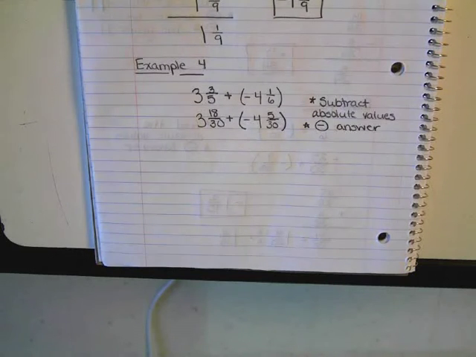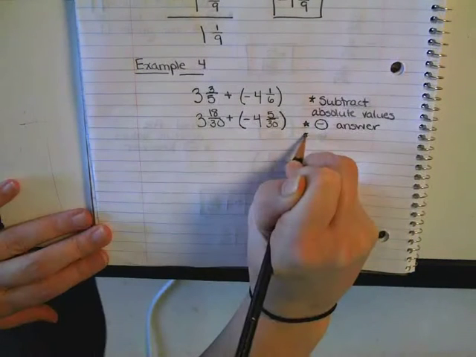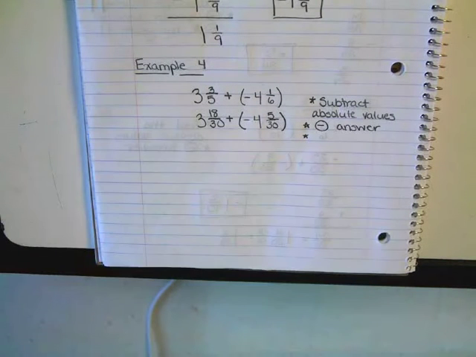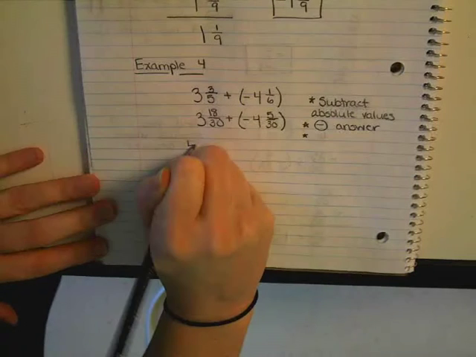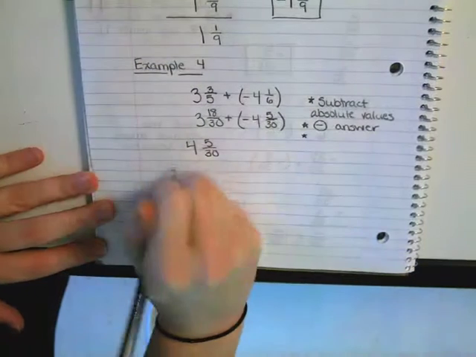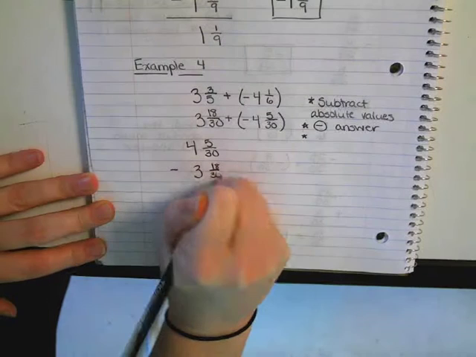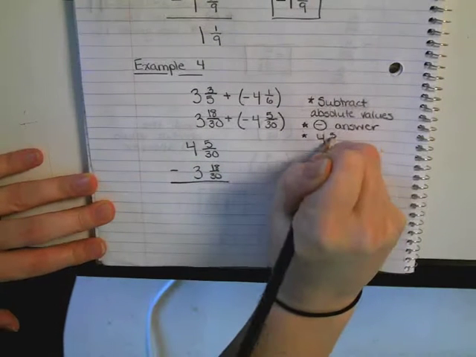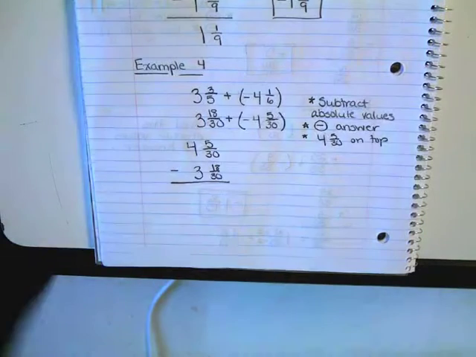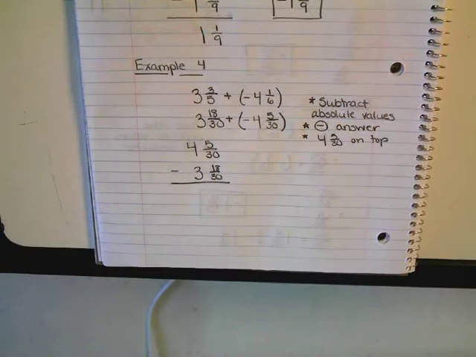I'm going to have to borrow. How do you know I'm going to have to borrow? Well, 5. Which number is going to go on top? 4 and 5/30 is going to go on top. So once we rewrite this, it might help you explain a little bit more. So 4 and 5/30 minus 3 and 18/30. So we're going to say 4 and 5/30 on top. Now, how do you know you're going to have to borrow? Because you can't take away 18 from 5. I can't take 18 away from 5.